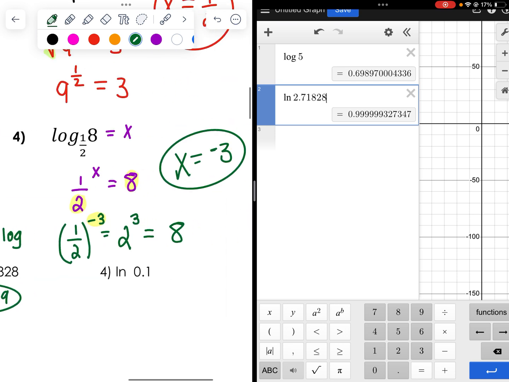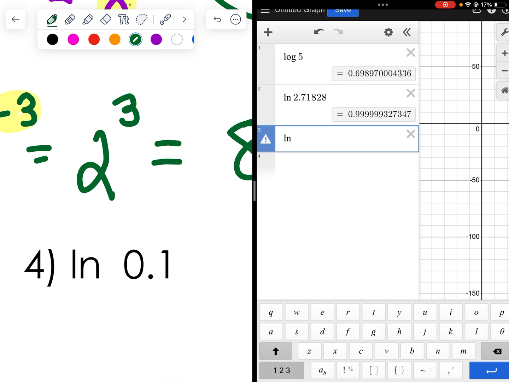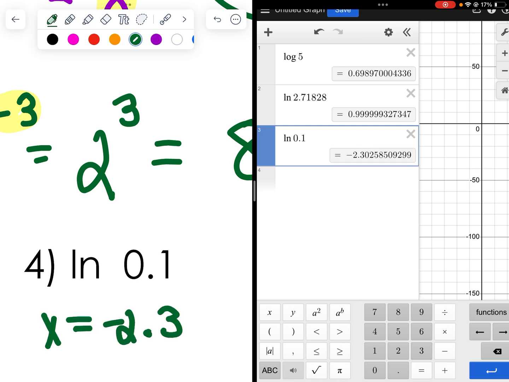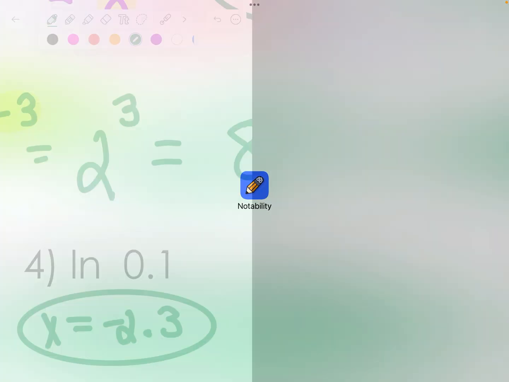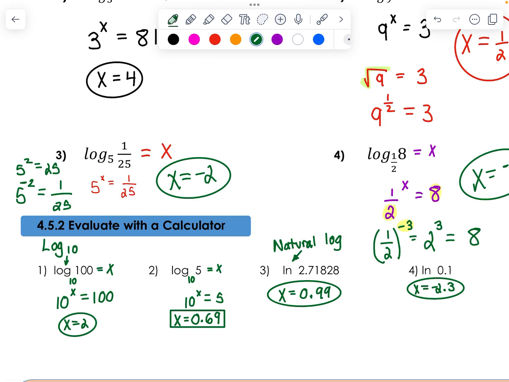Okay, so number 4 is the same idea here. We can just type ln 0.1. And so we know our answer is negative 2.3. That's the exponent we would need. Okay, so again, any calculator can do log base 10s or natural logs, which is represented with the ln.